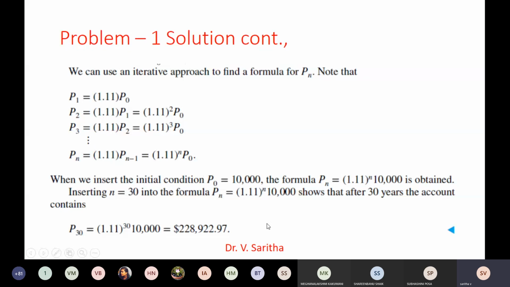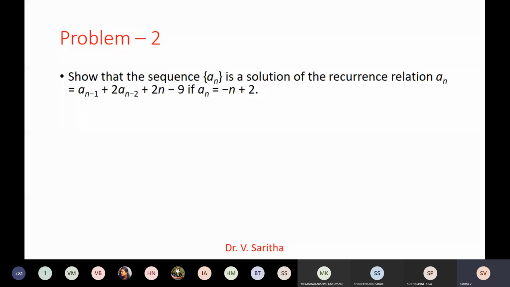Is this clear, all of you? Any doubts in this? No, ma'am. Okay. Next, try to solve this one.